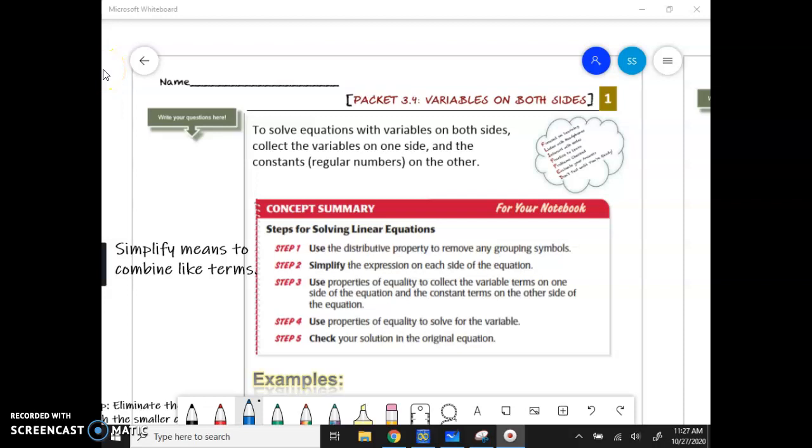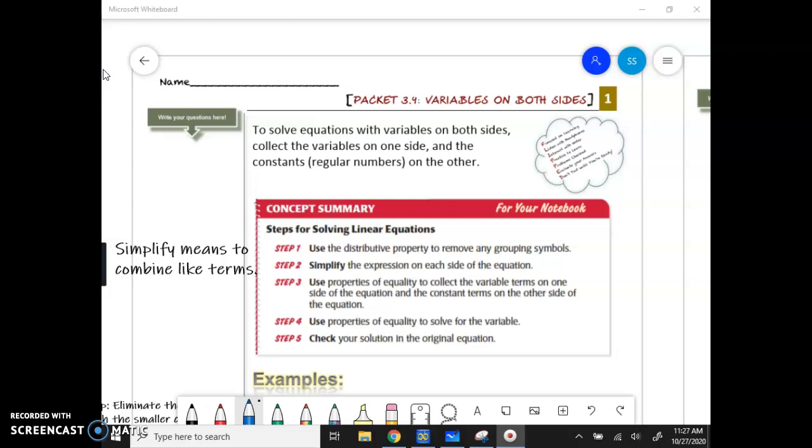Okay, here we go. This is Algebra 1, Lesson 3.4, variables on both sides. So the next little wrinkle we have in solving equations is to have variables on both sides of the equal sign. To solve these types of equations, we just collect the variables on one side and the constants, or the numbers without variables, on the other side. And it does not matter which side the variable is on.